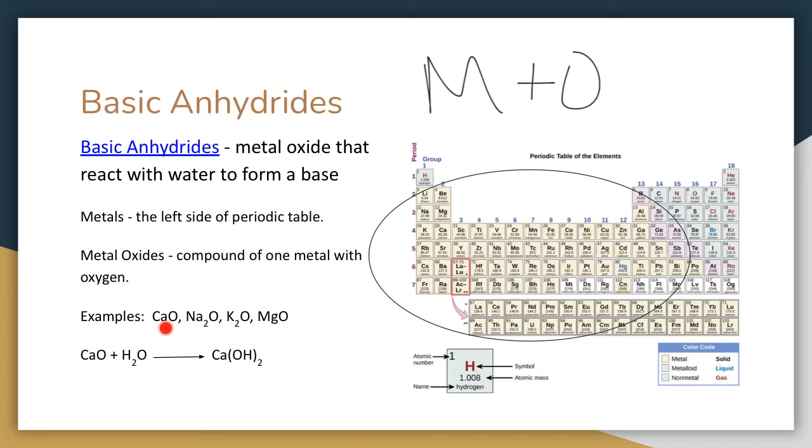And some examples here are calcium oxide, so calcium and oxygen. Sodium oxide, here we have sodium, oxygen. Potassium oxide, and magnesium oxide. When we bring those guys together, CaO plus H2O yields Ca(OH)2. So we have a metal and an oxygen combining with water to make some sort of a base, and I can easily tell that that's going to be a base because it has the OH, or the hydroxide ion, in it.